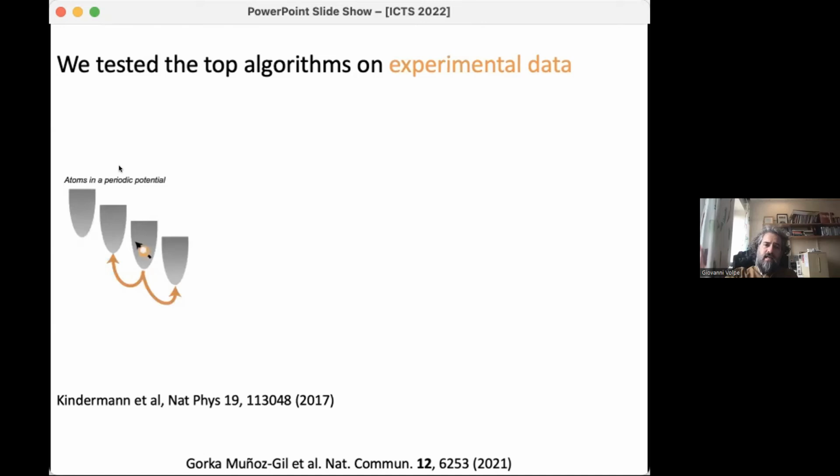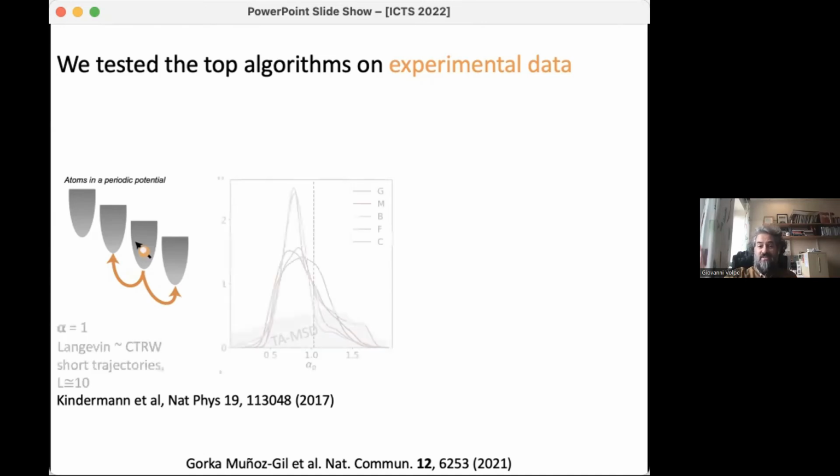Finally, we have this atoms in periodic potential dataset. I have to say that this dataset was particularly challenging to classify because the trajectories were extremely short, like 10 data points. So it's a very, very challenging dataset.